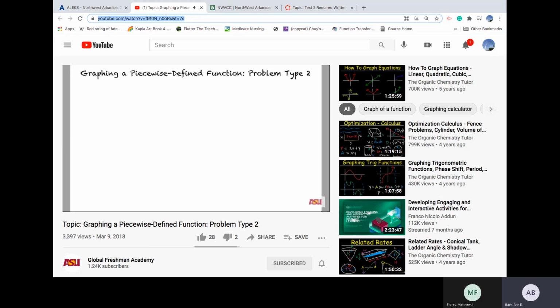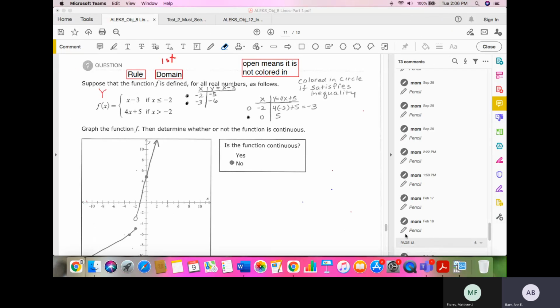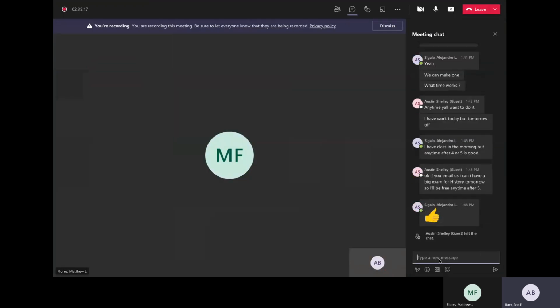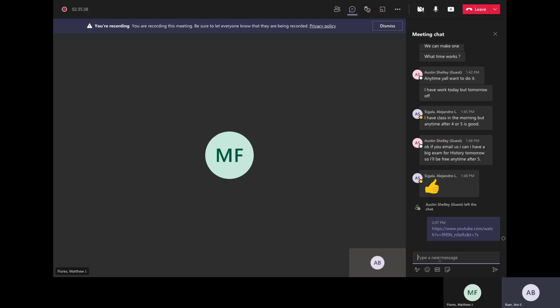So if I come back here, let me see what happens if I go up here. 3x plus 1 if x is less than -2, and 1x minus 3. Do you see how I put the link to it in the chat? I don't see it in the chat. Do you see it now? I forgot to enter it.